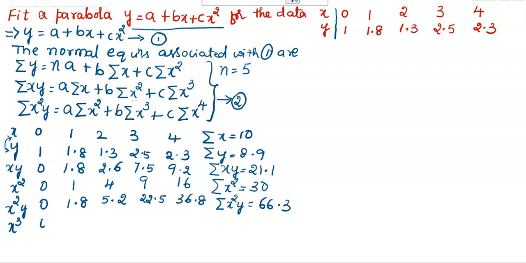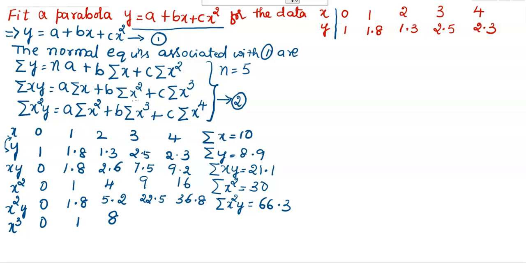0 cube, it's 0. 1 cube, so 1 to the power of 3. 1 to the power of 3 is 1. 1 you have to multiply 3 times. So 1 into 1 into 1, right? It is 1. So 2 cube. 2 cube is 2 into 2 into 2. You have to multiply 2 three times. What will you get? It is 8, right?